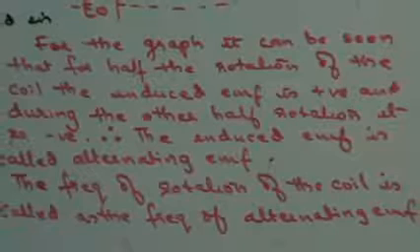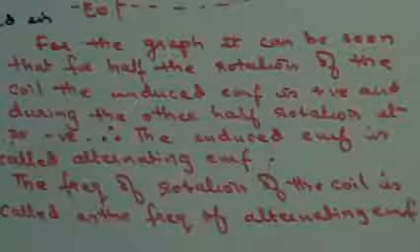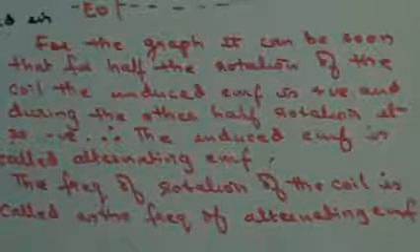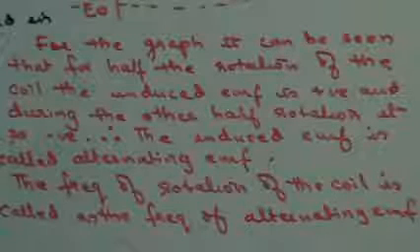Right? I hope you all know that in India the frequency of alternating EMF is 50 Hz. That means the coil rotates 50 times per second. Symbolically, how do I show a coil rotating in a magnetic field?